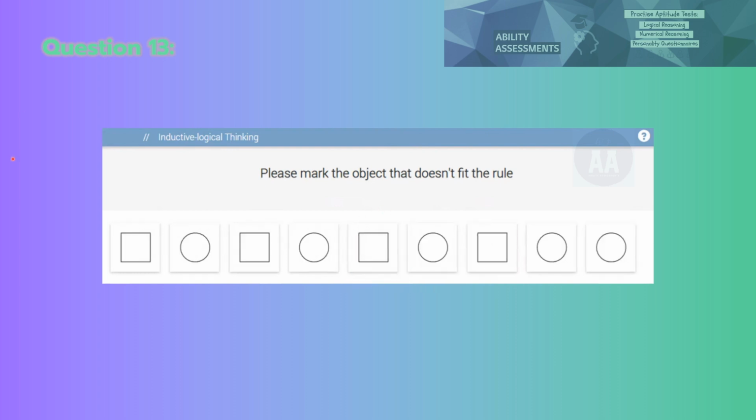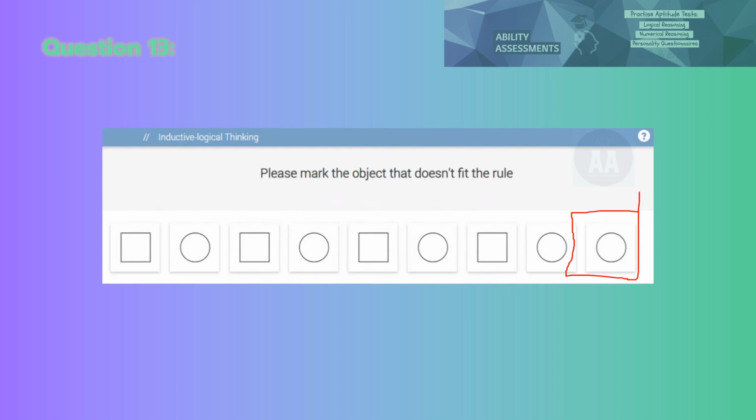For question number 13, from a quick glance, we can see that we only have two different shapes. So let's see what's happening from one object to the other. Immediately I can already see the answer, and I can tell you that the one that doesn't fit the rule is this one over here.